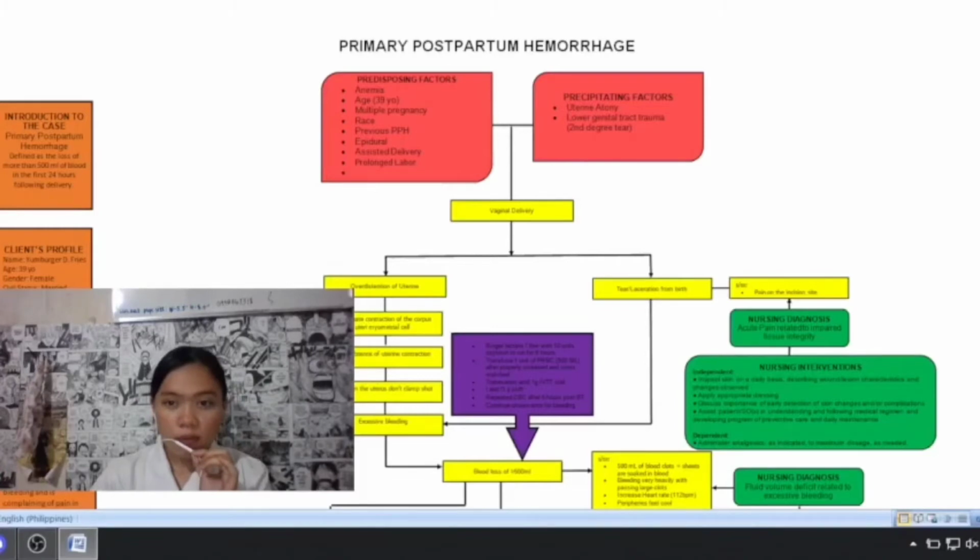Age is a risk factor because age higher than 35 years old has a higher risk of complication during labor and pregnancy. This is because the muscles of the uterus produce less energy, so there is a less effective contraction. Multiple pregnancies: since our patient has a twin pregnancy, it overstretches the uterus, so the capability of the uterus to contract and retract is weakened.